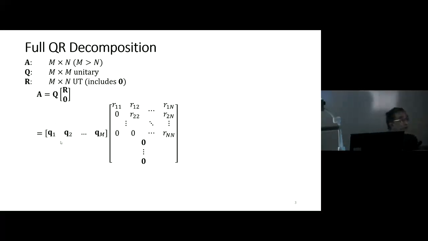Now when we do the multiplications, think of this as row 1, this is row 2, and so on until the end, where these are zeros. How many zeros? M minus N zeros. So what are these Q's? Q is unitary. Therefore, these are all mutually orthogonal unit vectors.